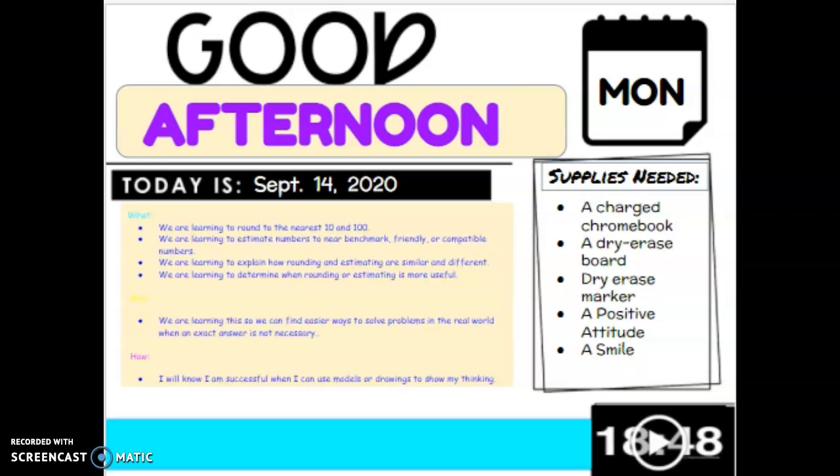Our learning objectives are still the same as they were from last week, so you already know what we're going to be learning, why we need to be learning it, and how we're going to know. So let's just jump right in today and get started on rounding to the nearest 100.